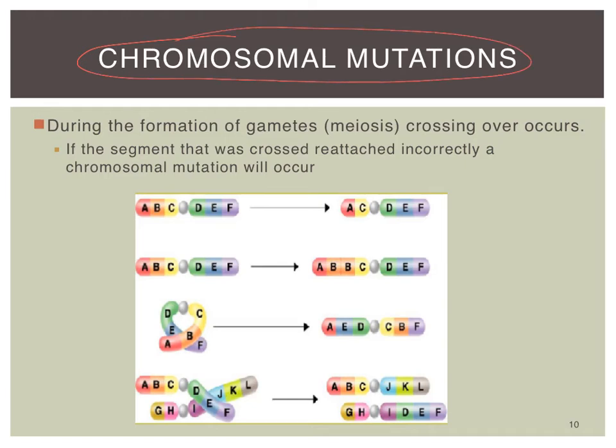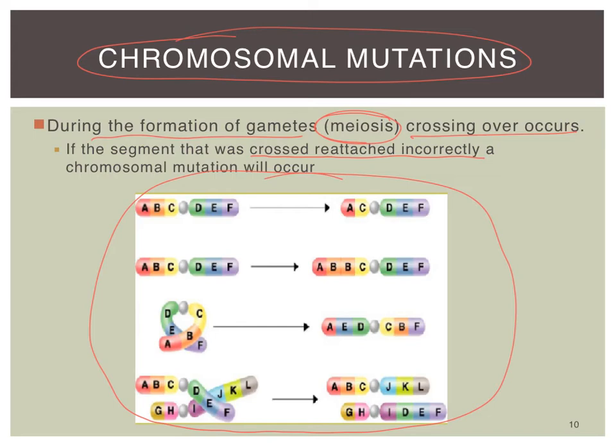Chromosomal mutations are happening during the formation of gametes, which happens through the process of meiosis when crossing over occurs. If the segment that was crossed over reattaches incorrectly, a chromosome mutation will occur. So remember, during crossing over, you're getting a chunk of chromosome, a section of the entire chromosome, not just one base, not a couple of bases, but a whole bunch of the chromosome is crossing over with its homologous chromosome. If it doesn't do that properly, then you would get what's called a chromosomal mutation. It kind of illustrates a bunch of them here. We're going to talk about these on the next couple of slides, and explain each one.